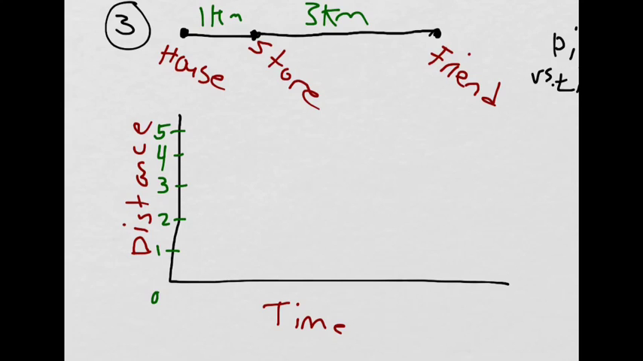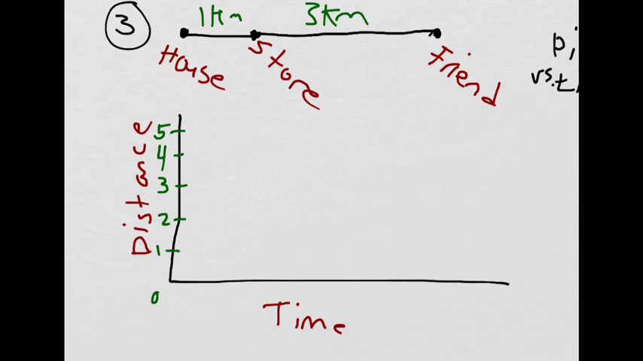Alright, good. What about the time axis? Do I need to put any ticks on there? Usually I should, but is there any indication how long she took to get to the store, or how long she stayed at the store, or how long it took her to get to her friend's house? We don't know. So we can't put any kind of scaling on the time axis. We just leave it open-ended.